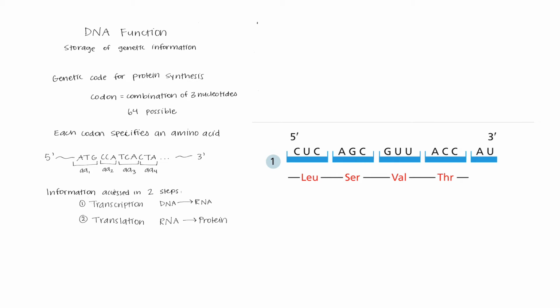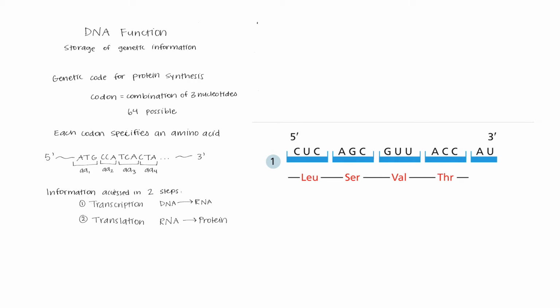But the codons are made up of 3 nucleotides. So the first codon, ATG, would specify an amino acid. The next codon, CCA, would specify another amino acid, and so on. So on the right-hand side, you can see again how this would work. So CUC specifies leucine, AGC specifies serine, GUU specifies valine, and so on. So the gene contained in the DNA contains a long sequence where these individual codons then specify which protein is synthesized. So we refer to that as information. The DNA contains the information.